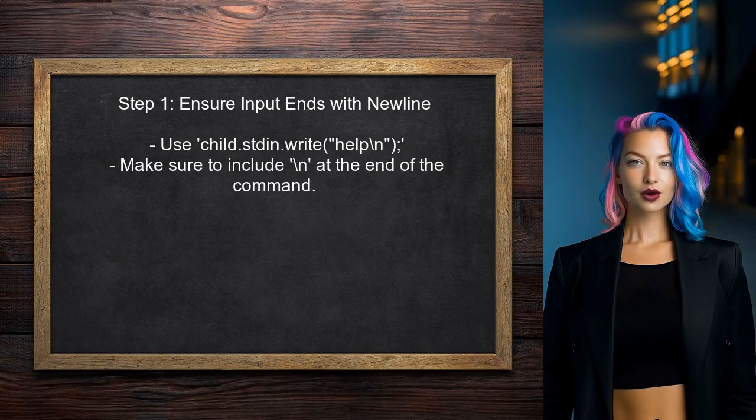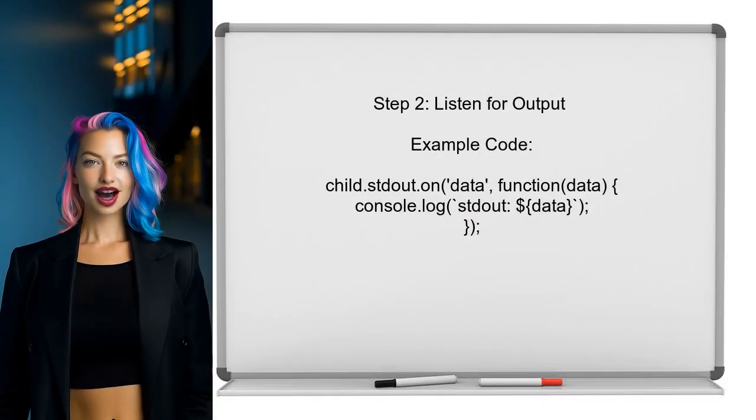To send input to the child process correctly, the user should ensure that the input ends with a new line character. This is crucial because many command line programs expect a new line to process the input. Next, the user should listen for the output from the child process. This can be done by setting up an event listener for the data event on the child process's standard output.